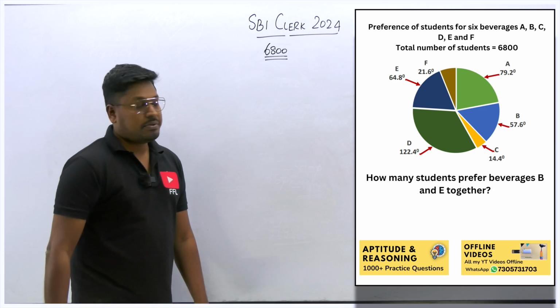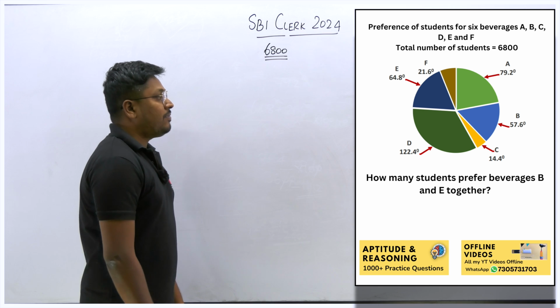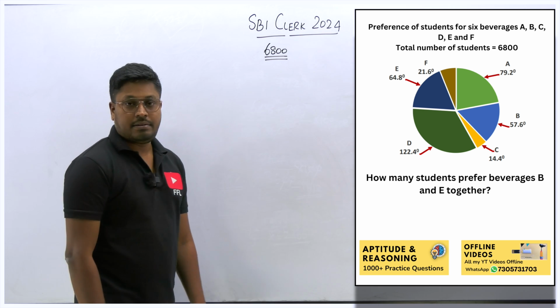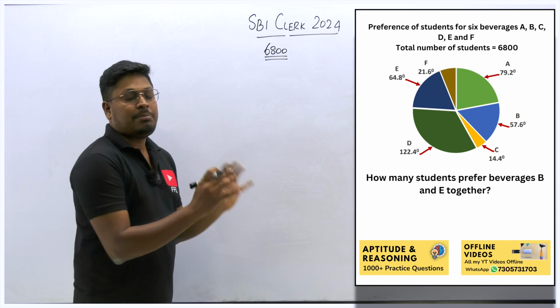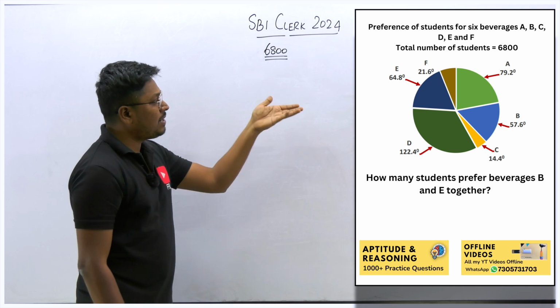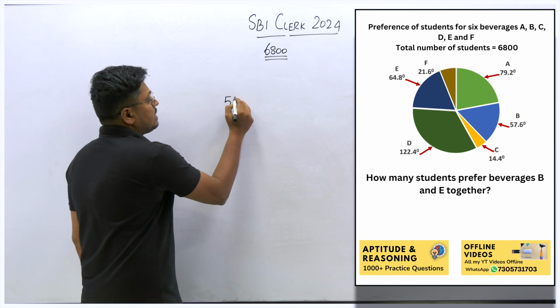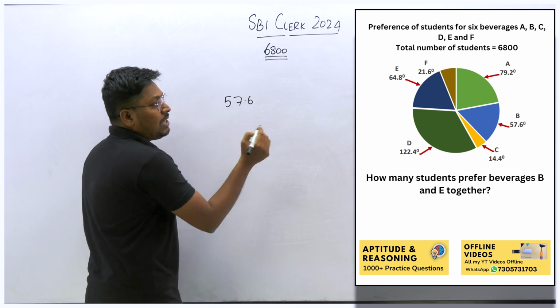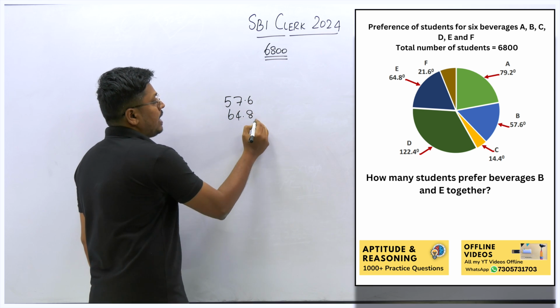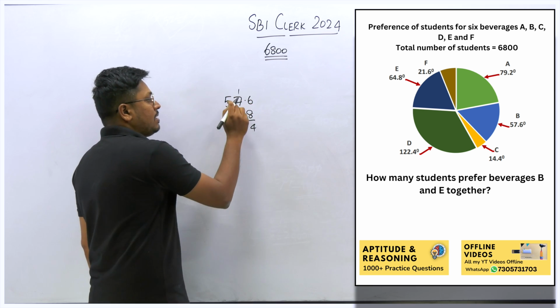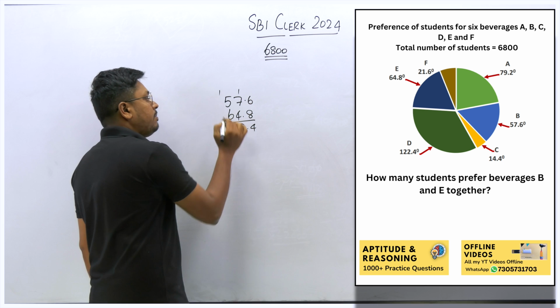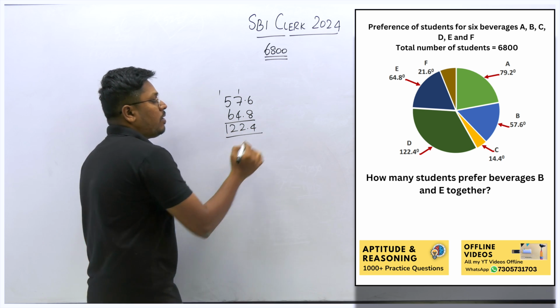So the last, fifth question. How many students prefer beverage B and E together? Our target is to find the total number of students for B and E. So try on your own, right? What about B? 57.6. What about E? E will be 64.8. So 8, 14, remaining will be 1. 7, 11, 12, remaining will be 1. 6, 6, 12, so 122.4 degree.